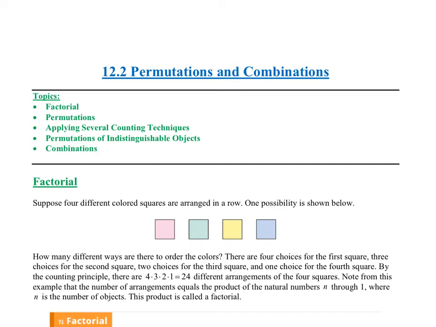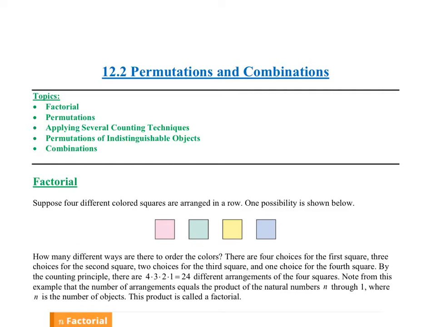The next section we're covering is on permutations and combinations. So what we're going to do is go a little bit deeper into our counting techniques. Again, if we roll 2 dice, pretty simple. The first die has 6 options, the second die has 6 options. 6 times 6 would be 36 total outcomes.